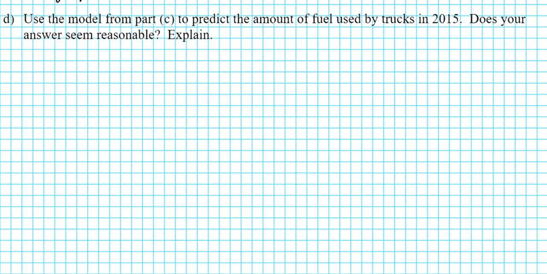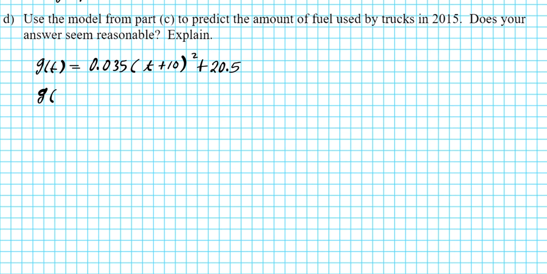Alright, let's take a look at the D part. It says, use the model from part C to predict the amount of fuel used by trucks in 2015. Does your answer seem reasonable? Explain. So the function from the C part, g of t, is equal to 0.035 times t plus 10 squared plus 20.5. Now, evaluate g for 2015.